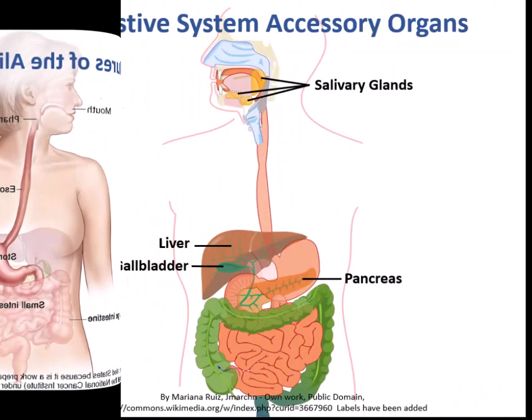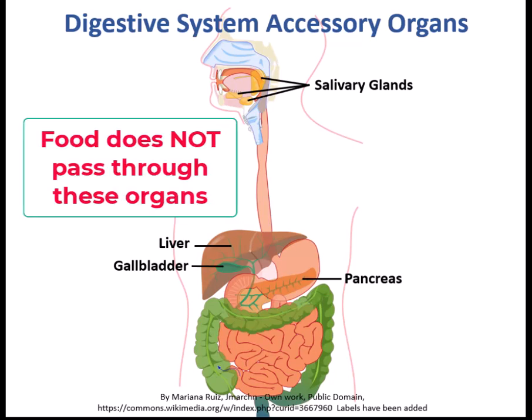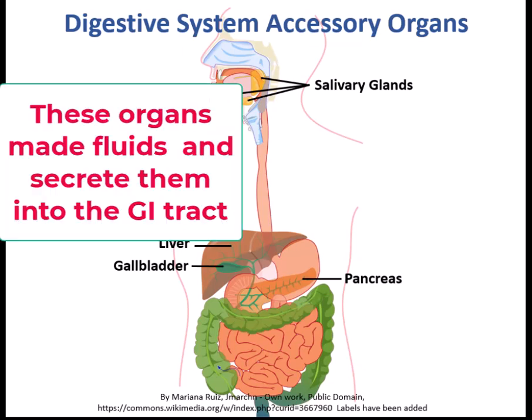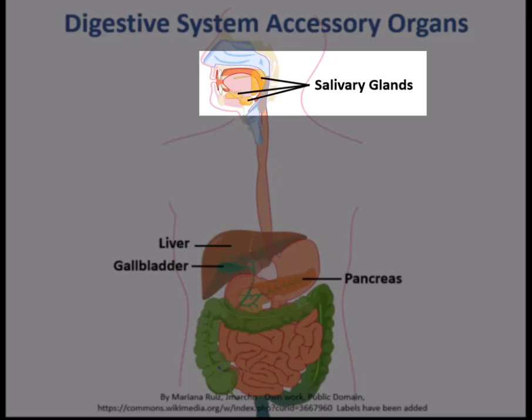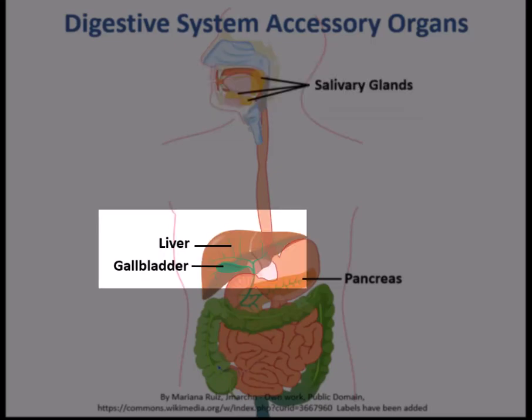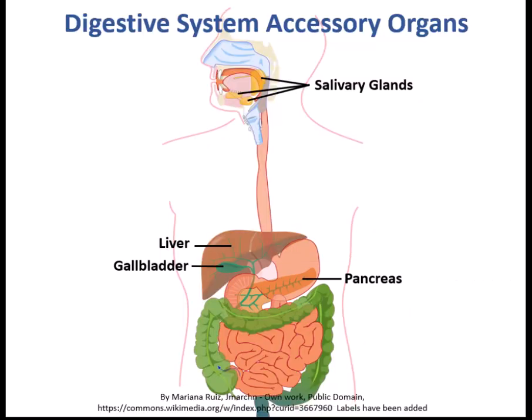Associated with the GI tract are accessory organs. Food does not go through the accessory organs. Rather, these structures make fluids that are sent into the GI tract to help process the food. The accessory organs are the salivary glands, liver, gallbladder, and pancreas. So those are the structures.